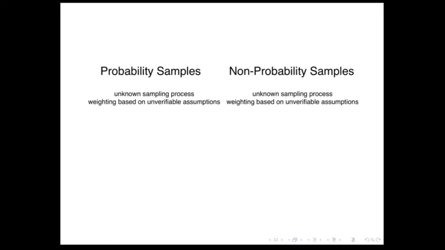And so to deal with that problem, researchers use a bunch of adjustment techniques, and these adjustment techniques depend on assumptions, which is fine, but this is the world. There are unverifiable assumptions in how we work with this data now. With non-probability samples, there is an unknown sampling process and there are unverifiable assumptions.